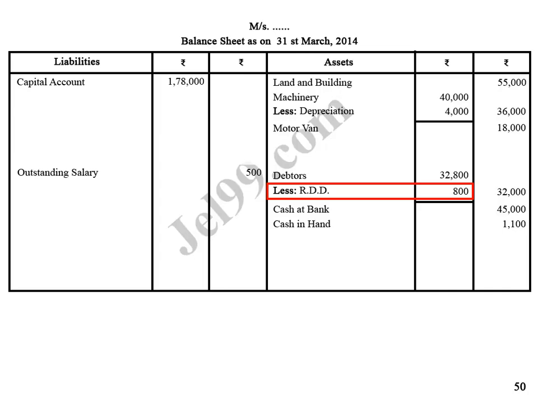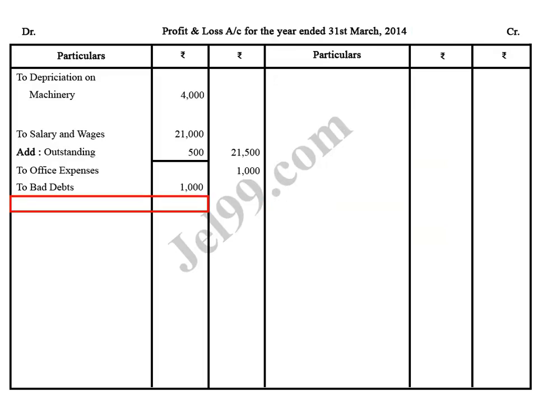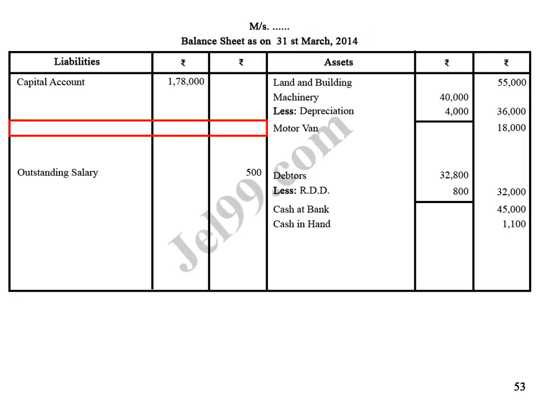And second effect, record in profit and loss account, debit side, added to bad debts as RDD rupees 800, so 1,000 plus 800 is equal to 1,800, because it is a doubtful loss due to debtors, hence it is shown in debit side of profit and loss account. As per accounting rule, debit the expenses and losses, credit the income and gain. Next entry, creditors of rupees 35,000, it is shown in balance sheet, liabilities side, creditors rupees 35,000.